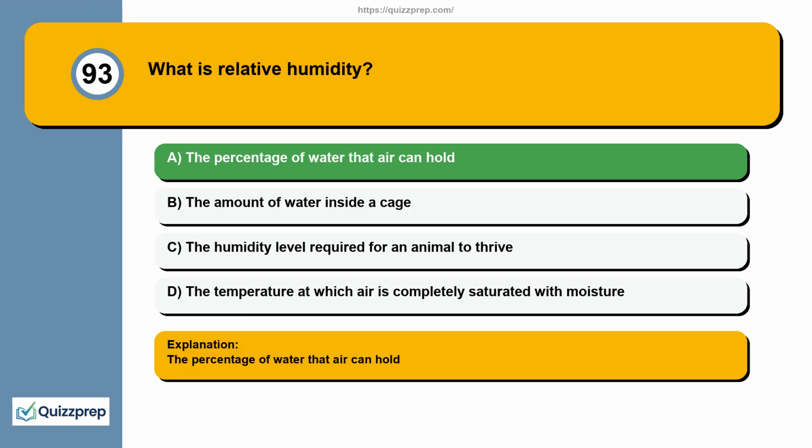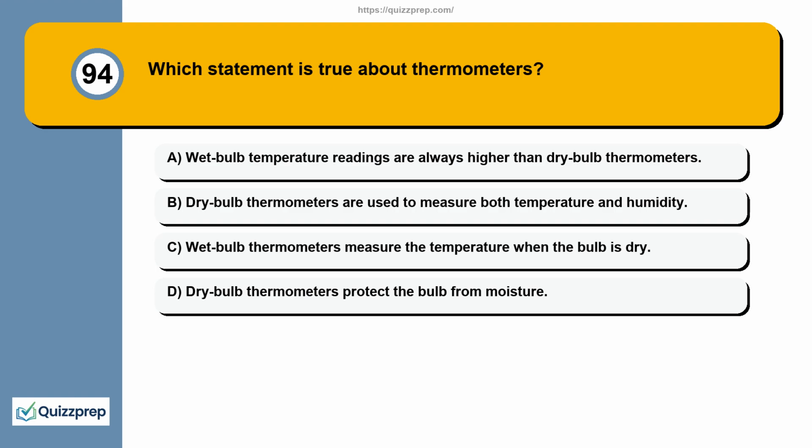The percentage of water that air can hold. Question 94. Which statement is true about thermometers? Option A, wet bulb temperature readings are always higher than dry bulb thermometers. Option B, dry bulb thermometers are used to measure both temperature and humidity. Option C, wet bulb thermometers measure the temperature when the bulb is dry. Option D, dry bulb thermometers protect the bulb from moisture.